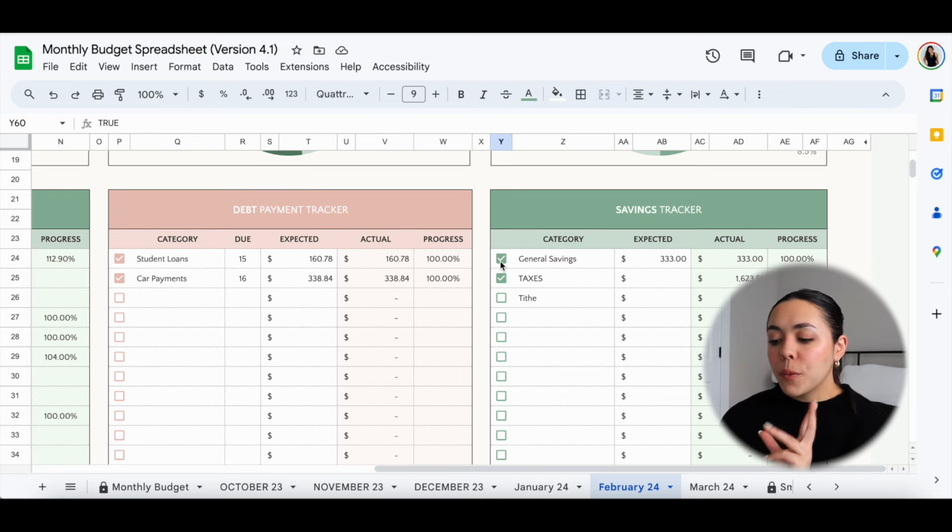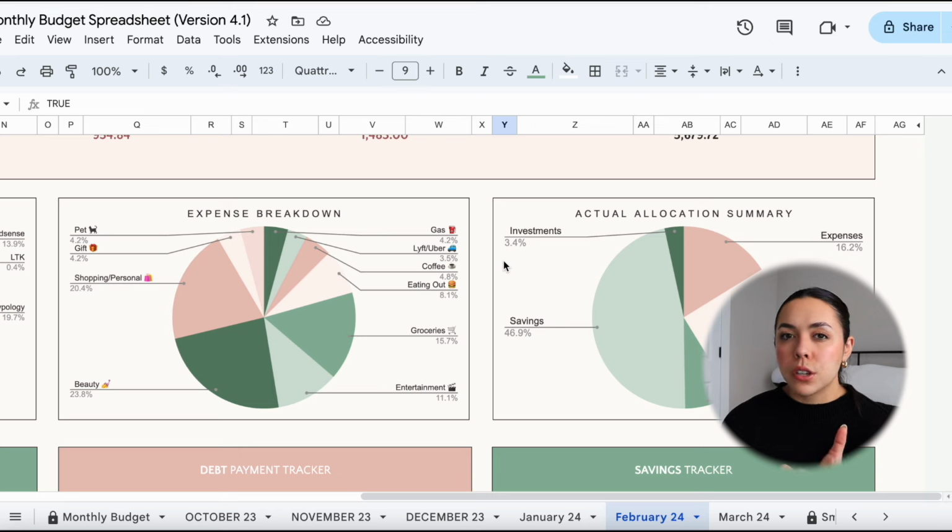And I think my goal is to build up a savings of around $4,000, basically a month of expenses to have as an emergency fund. So we're slowly building that up by adding in $333 every month for the next 12 months.